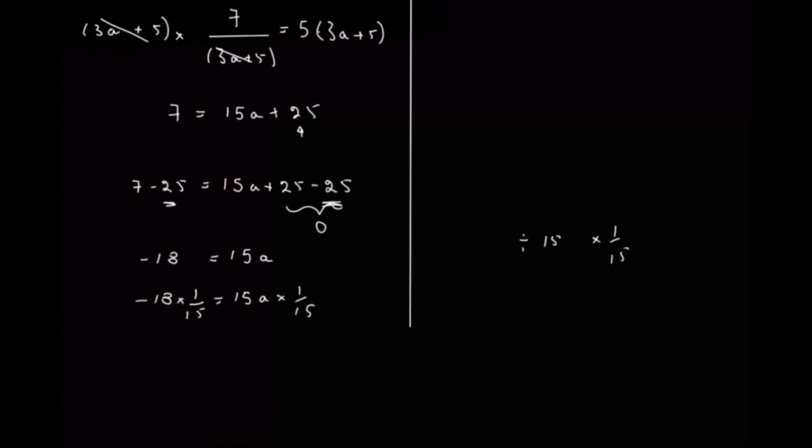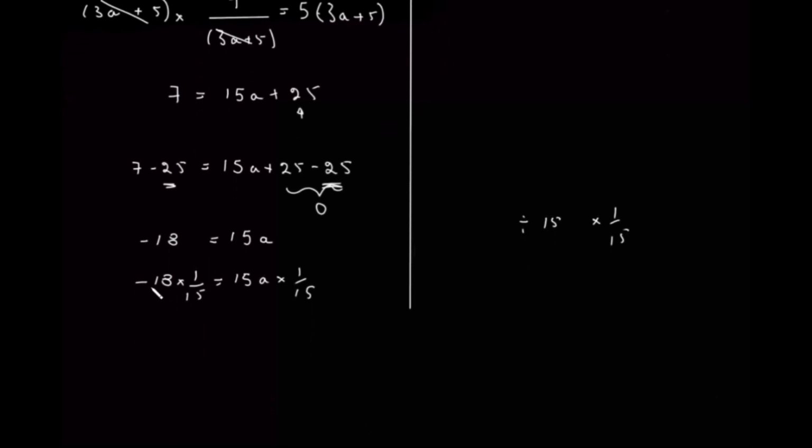Give ourselves a bit more room. This becomes negative 18 over 15. Those cancel out. That becomes just A. So A is negative 18 over 15.